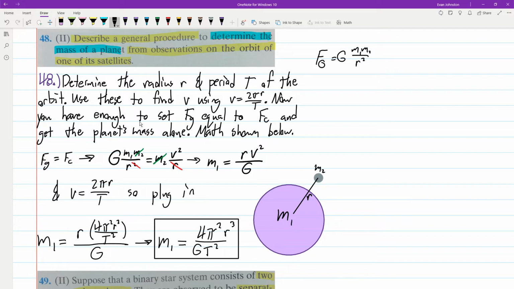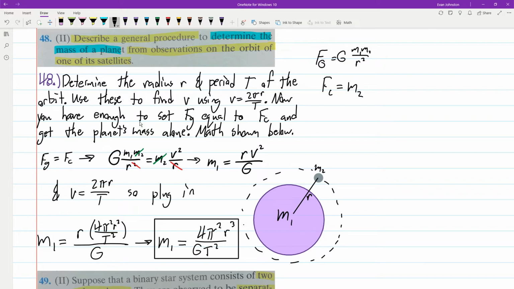Now, if we're talking about the orbit of its satellites, gravity's keeping the satellite in this orbit. I've sketched a little picture here showing it all. If gravity is what's keeping this satellite in orbit, then we know there must be a centripetal force, and it is gravity. Gravity is the centripetal force on the satellite, and it depends on the mass of the satellite.